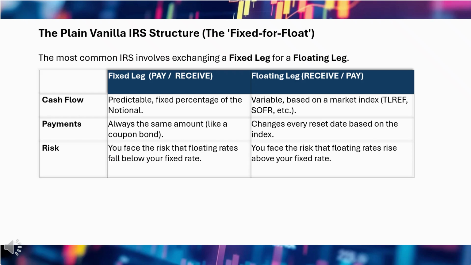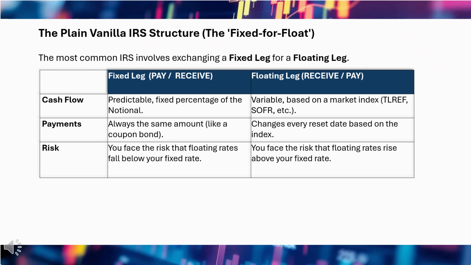On one side, you have the fixed leg. As the name implies, this leg consists of payments that are predetermined and unchanging. They are calculated as a fixed percentage of the notional, much like the steady, predictable coupon payments from a bond. Whether you are the party paying this leg or receiving it, the cash flow amount is known for the entire life of the swap from the very first day.